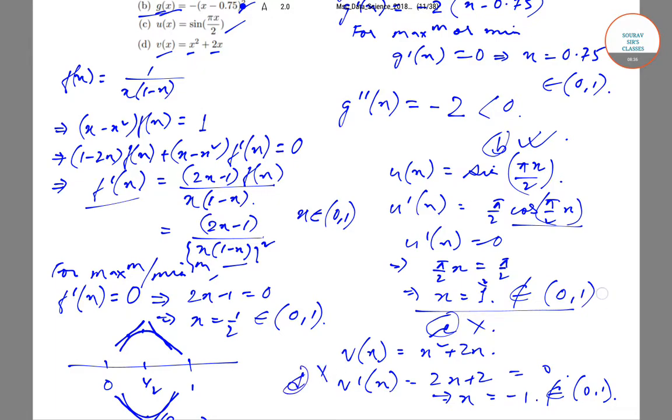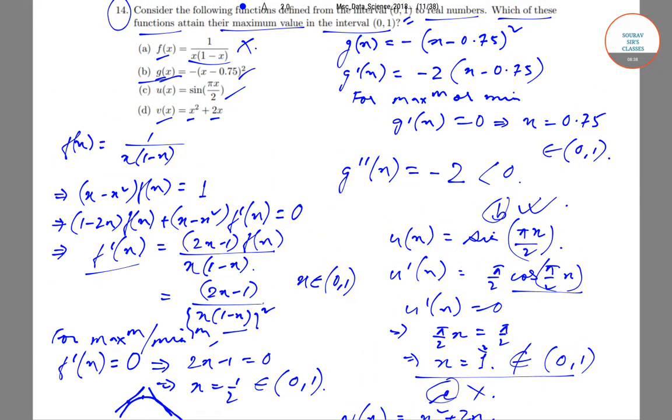Also wrong. So the only correct option over here is option B, where we have been given that g of x is equal to minus of x minus 0.75 whole square. So this is the correct option, option B.